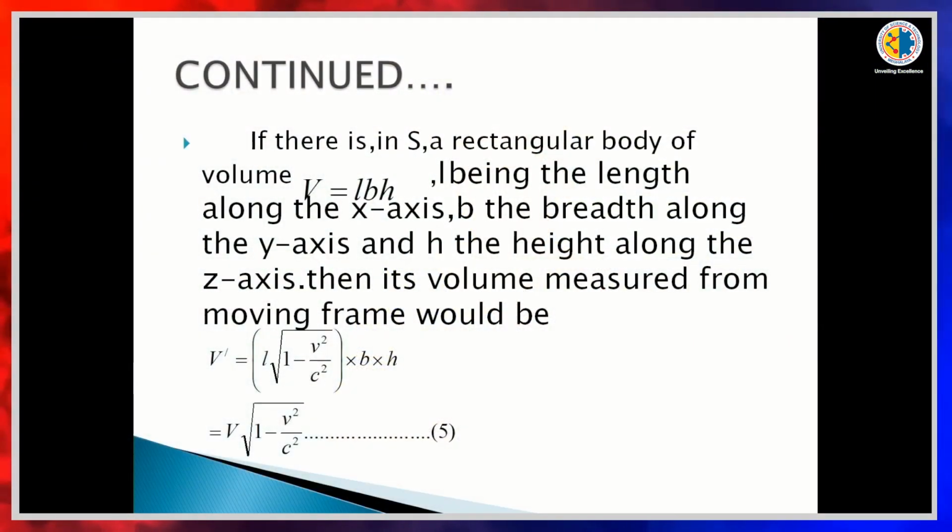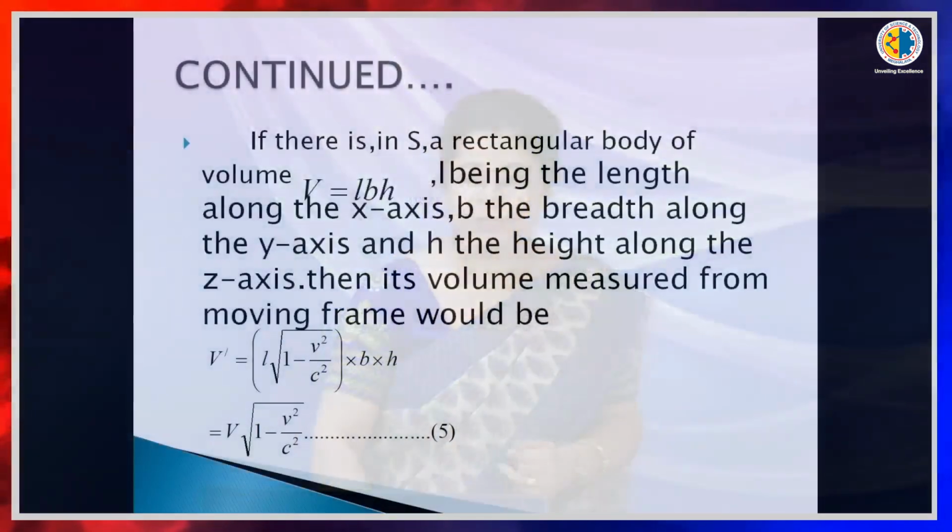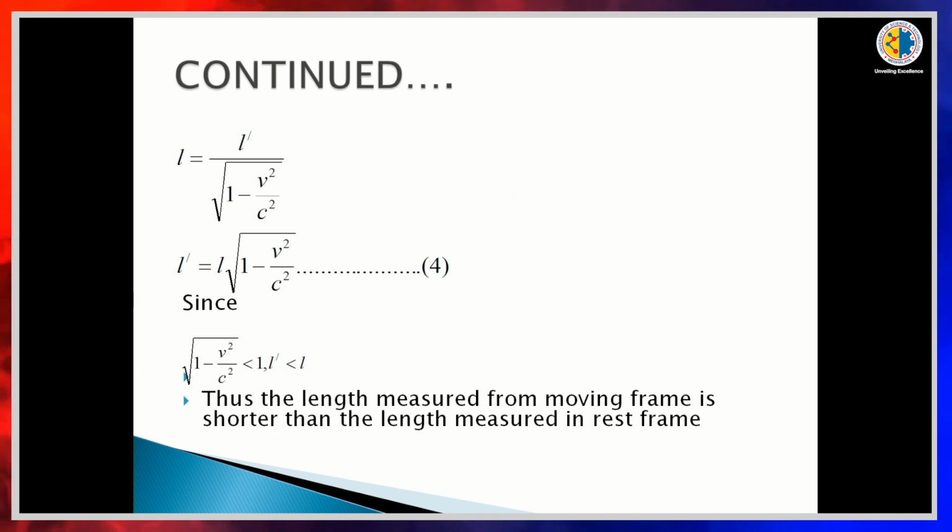Then we get a volume relation between the rest frame and the moving frame. So, by equation number 5, V dash is equal to V into root over 1 minus v square by c square. Here also we get the same condition, root over 1 minus v square by c square less than 1. Therefore, we get V dash less than V. So, the volume of a moving object is less than the volume of a rest object.